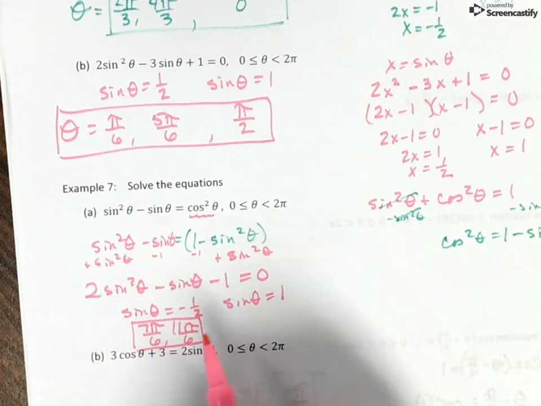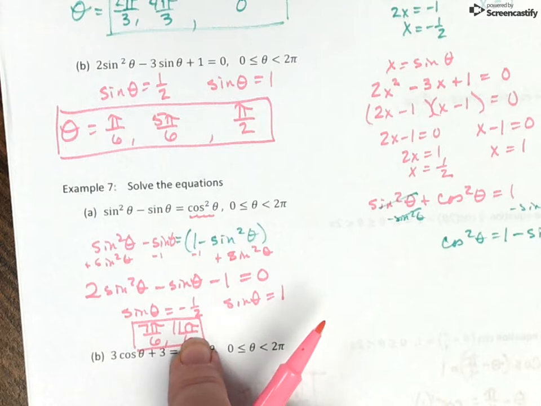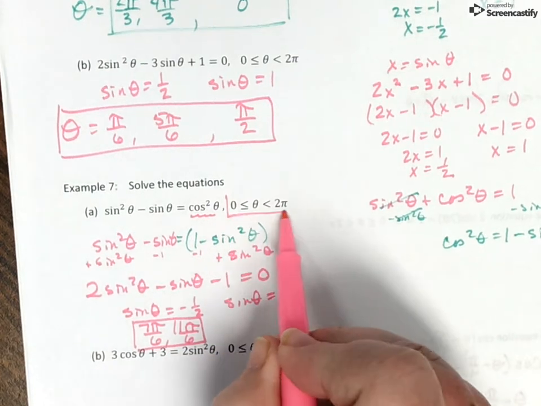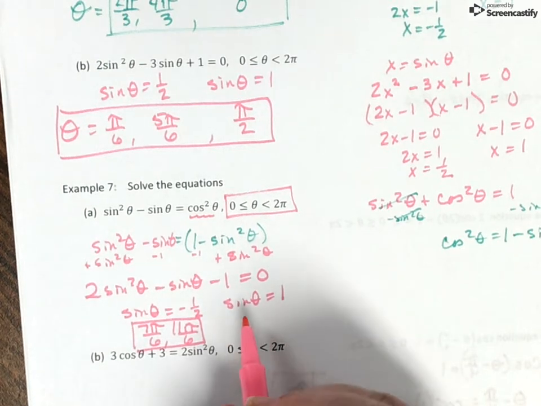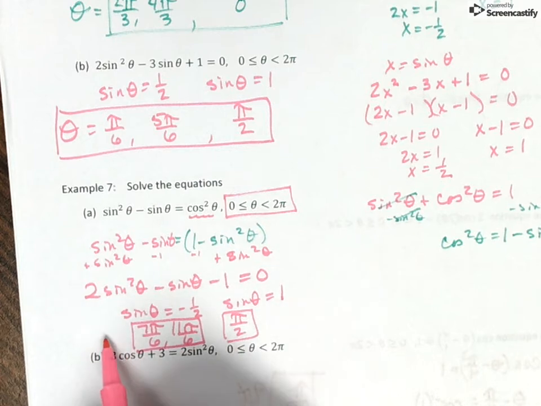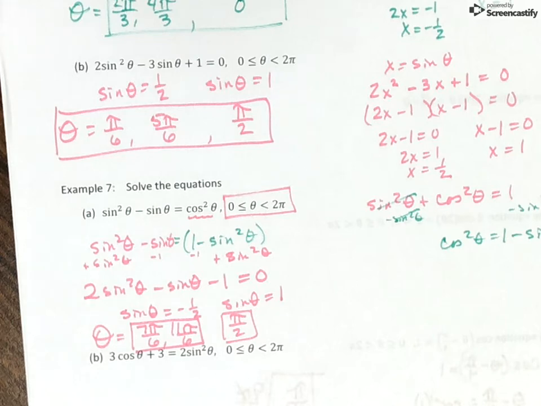Now I know we talked about a negative answer for inverse sine, but notice this problem doesn't have inverse sine written in it. We used inverse sine to solve it, but it doesn't have it written. So they want the positive answer, the one that's between 0 and 2 pi. And where does the sine value equal 1? At pi over 2. So my answers are 7 pi over 6, 11 pi over 6, and pi over 2.